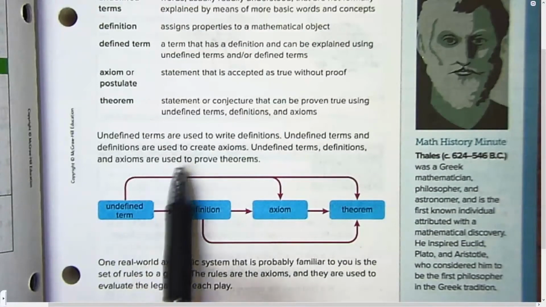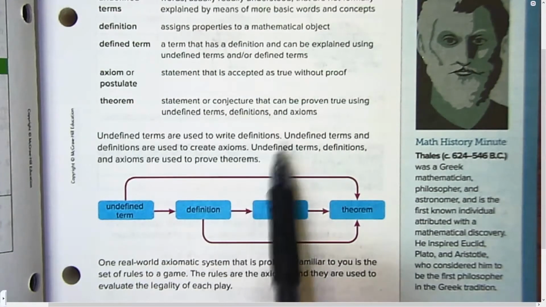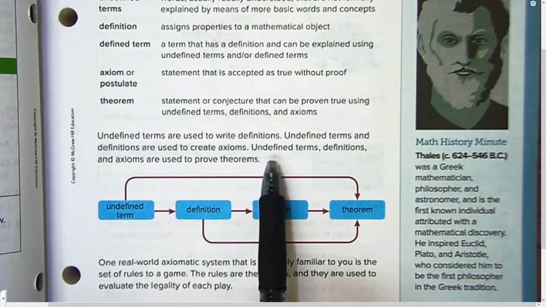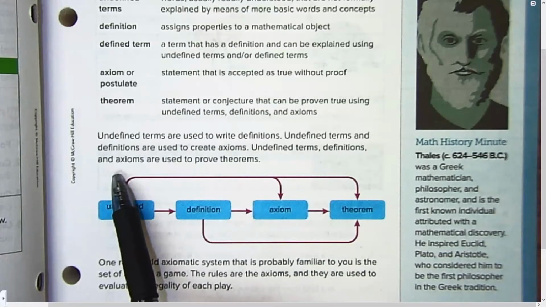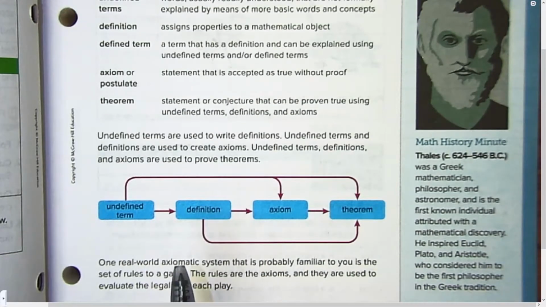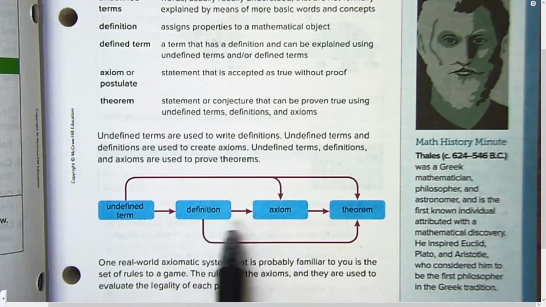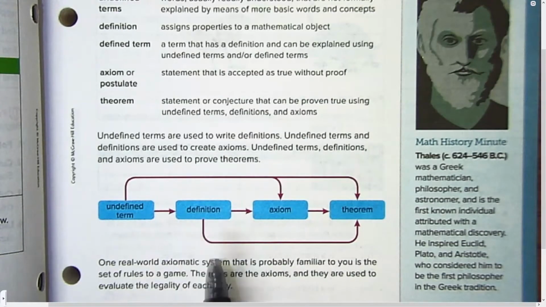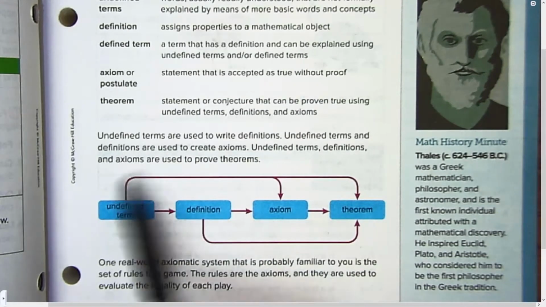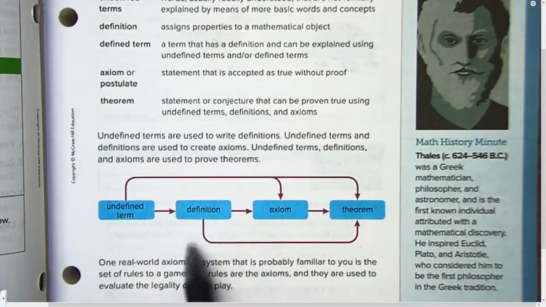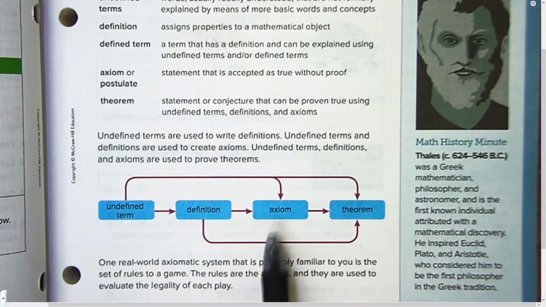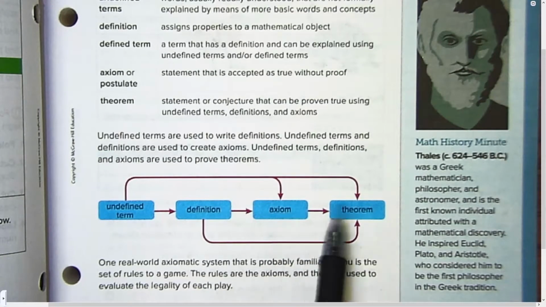Undefined terms are used to write definitions. Undefined terms and definitions are used to create axioms. Undefined terms, definitions, and axioms are used to prove theorems. And here's a flow chart showing it. Notice the undefined term goes to all three: the definition, the axiom, and the theorem. The definition goes to an axiom or to a theorem. An axiom only goes to a theorem.